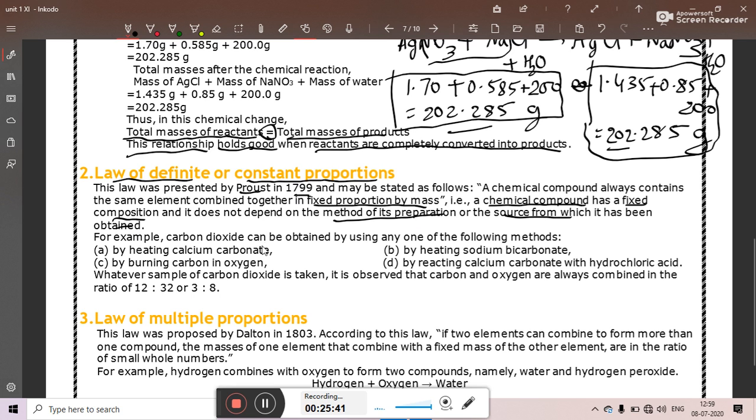So that means if you prepare the same compound from different reactions, every time the ratio of elements present in that compound will be the same. If you are obtaining water from river water, it is H2O. If you are obtaining water from sea water, it is also H2O. So if you obtain the same compound from different sources, the ratio of hydrogen and oxygen is the same, that is 2 gram of hydrogen and 16 gram of oxygen react to form H2O, that is 18 gram of H2O.